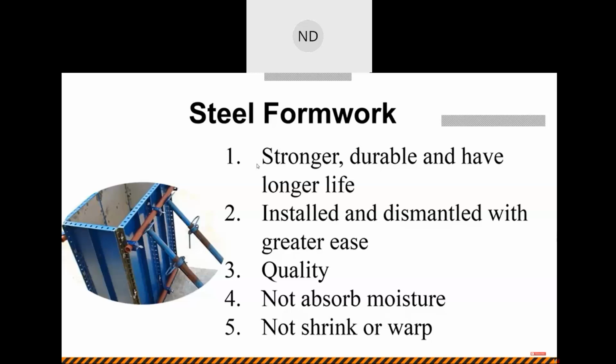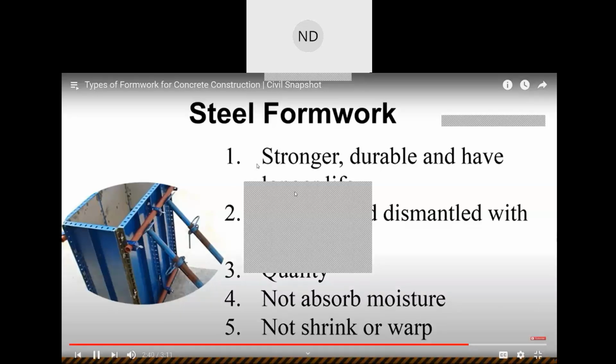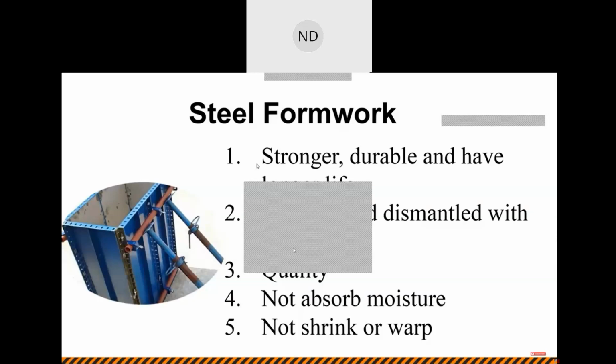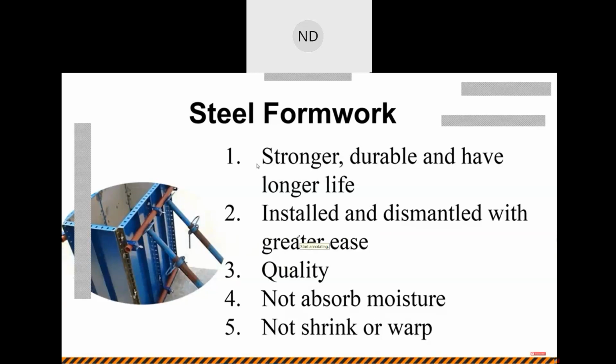Steel forms compared with timber formwork: steel forms are stronger, durable, and have longer life than timber formwork, and their reuse is more in numbers. Steel forms can be installed and dismantled with greater ease and speed. The quality of exposed concrete surface by using steel forms is good, and such surfaces need no further treatment. Steel forms do not absorb moisture from concrete. Steel forms do not shrink or warp.